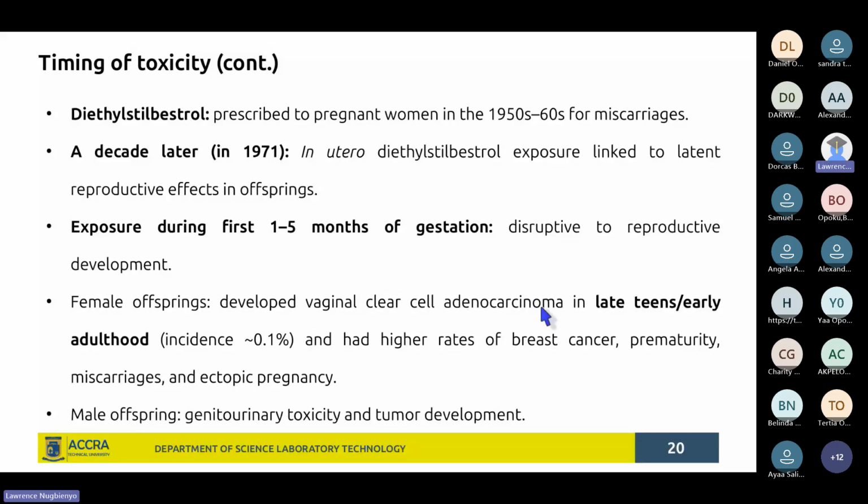And even the mothers themselves, even though at the time they were taking the medicine it was not toxic to them, later in their old age, they were at higher risk of developing breast cancer. And the female offsprings, rather, now even developed things like ectopic pregnancy, if they got pregnant. What is ectopic pregnancy?